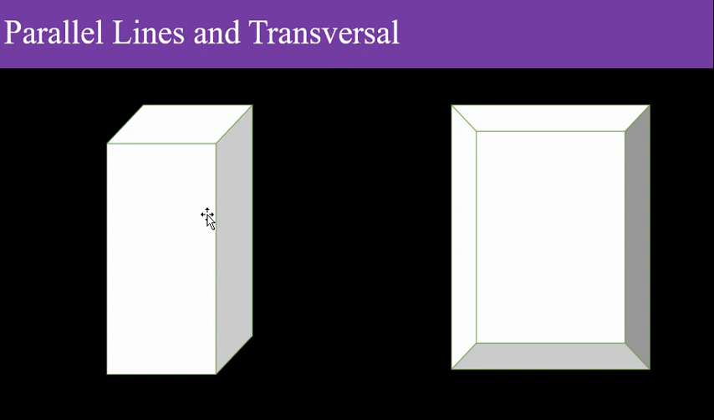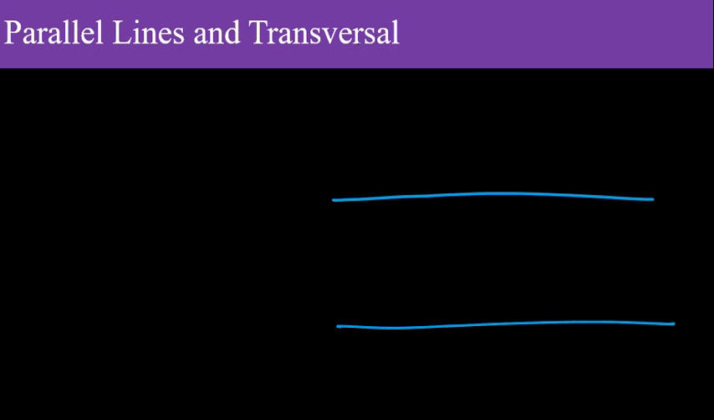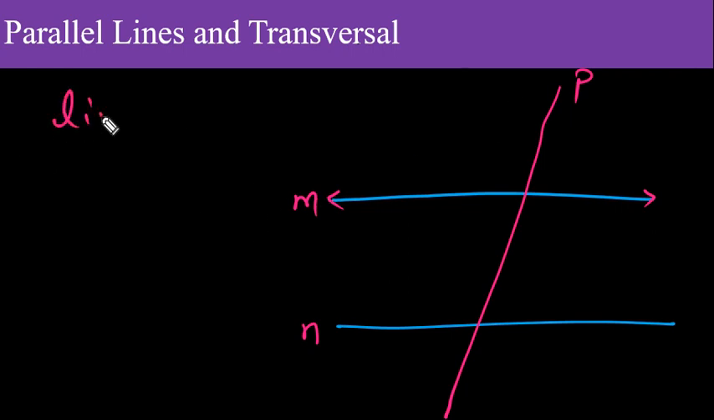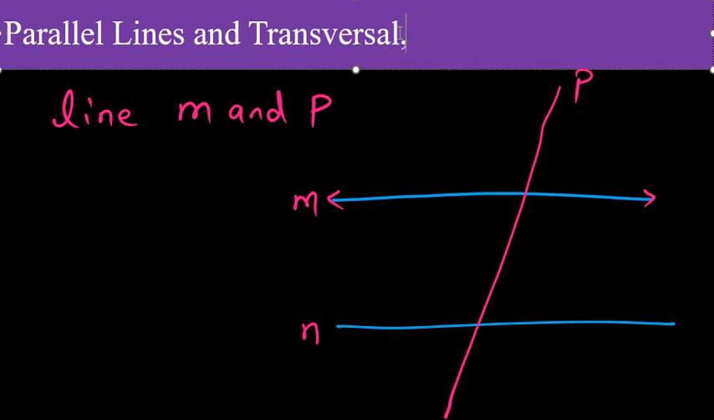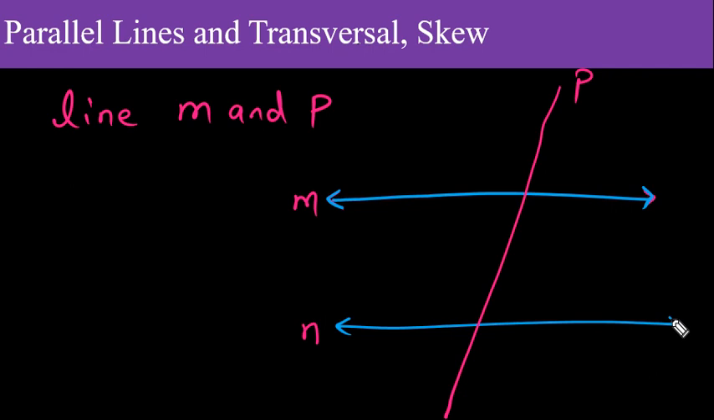Okay, let's move on to the next topic. Let's try to understand some angles related to these lines. So for example, let's draw two parallel lines and there is one intersecting line. So let's say this line is M, this line is N, and this line is P. So line M and P, what is the relation? Skew, transversal or parallel? What's your answer? M and P is a transversal line.